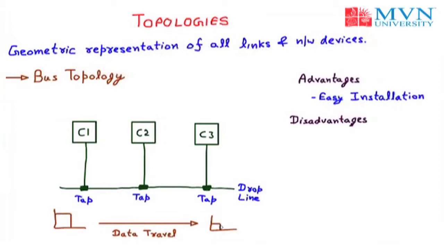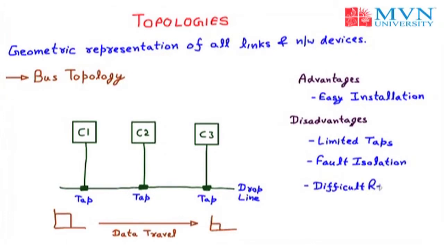The next disadvantage is a limited number of taps. Because we have a single drop line, the number of taps that can be inserted in the drop line is limited. So we can connect only a few computers to the drop line. That is the main disadvantage. The next disadvantage is fault isolation, and also it is very difficult to reconnect. So difficult reconnection is the next disadvantage. So that is all about the bus topology.